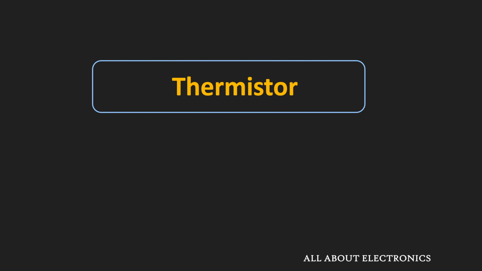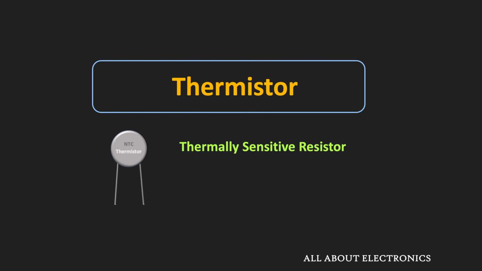So in this video, we will learn about the thermistor. During the video, we will see the types of thermistors and we will also see the different applications of the thermistor. This thermistor is a thermally sensitive resistor, and its name is derived from that. It is basically a semiconductor device whose resistance changes with the temperature, and that is why it is used as a temperature sensor in many applications.